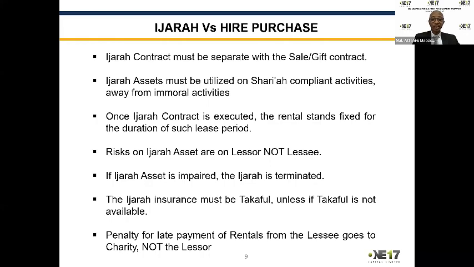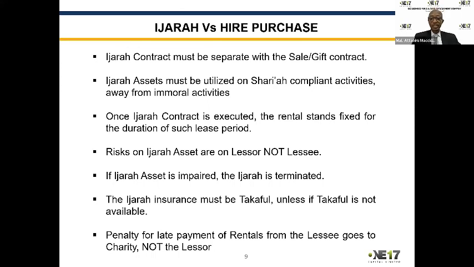Ijara asset must be utilized on Sharia compliant activities, always away from immoral activities. Meaning, if any customer approaches an Islamic bank for it to buy a truck, the usage of that truck must be, of course, in Sharia compliant activities. It is not expected that a truck that is usually transporting alcohol from one place to another, or pigs from one place to another, is actually allowed to be used as the Ijara asset. However, with respect to hire purchase, it doesn't have that distinction. It can be used for anything as long as it is commercially viable according to the conventional mindset.